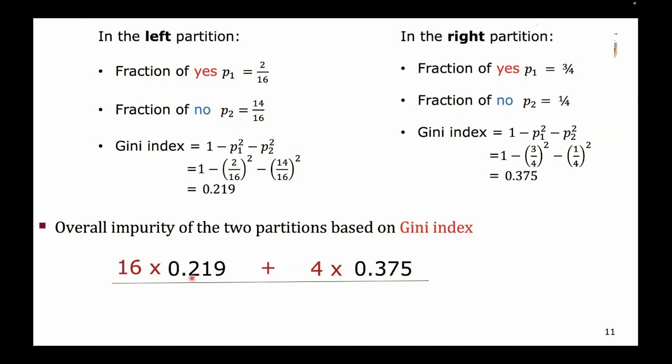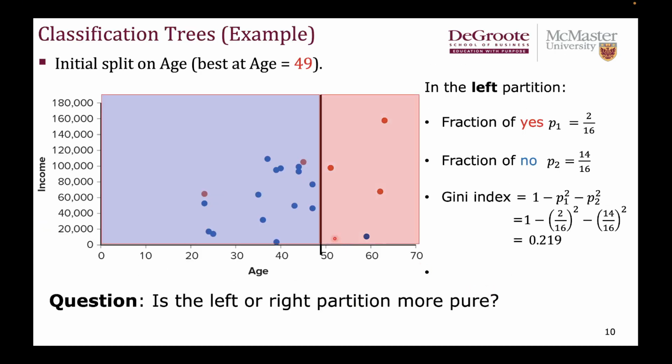And then we do a weighted average. Add up those two numbers after multiplying by the number of points, and further divide by the total number of points, which is 20 points. And that's what we call the overall impurity measured by Gini index. Right? And you can easily calculate the final value of the overall impurity based on Gini index to be 0.2502. And that's what comes out if I choose the age as the feature to split.